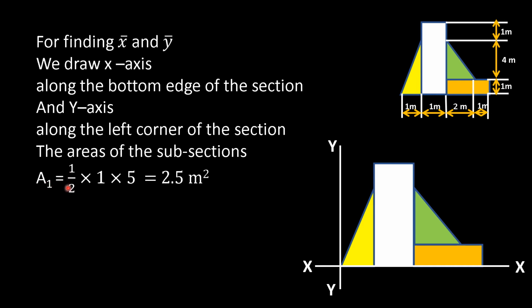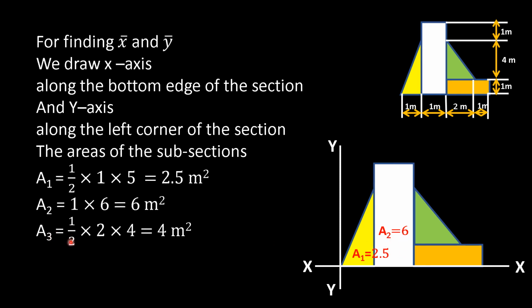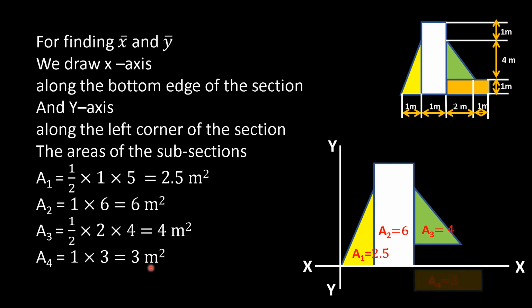The areas of the subsections: A1 equals half multiplied by 1 multiplied by 5, which is 2.5, which is the area of this triangle. A2 equals 1 multiplied by 6, which is 6 meters square, area of this rectangle. A3 equals half multiplied by 2 multiplied by 4, which is 4 meter square, which is the area of this triangle. A4 equals 1 multiplied by 3, which is 3 meters square, which is area of this rectangle.